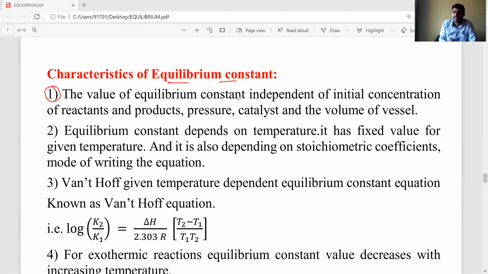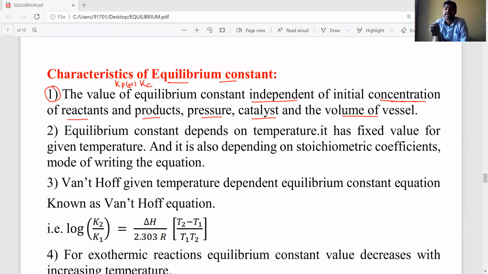The first characteristic: the value of the equilibrium constant, either Kp or Kc, is independent of the initial concentrations of reactants or products, pressure, catalyst, and volume of the vessel. So these are the independent factors.